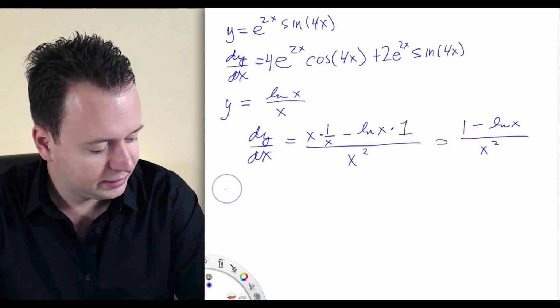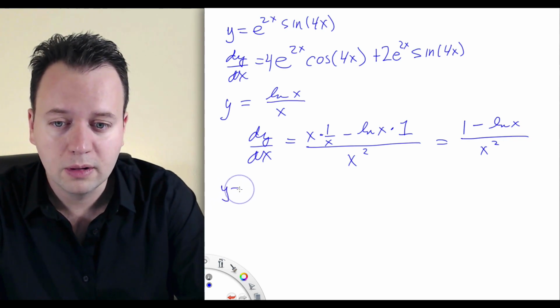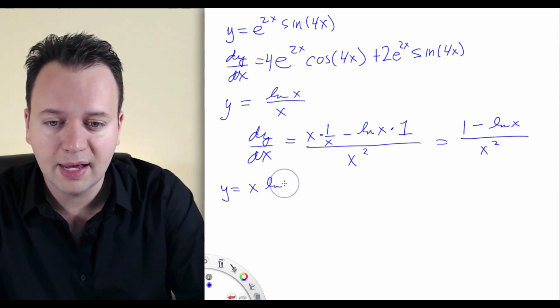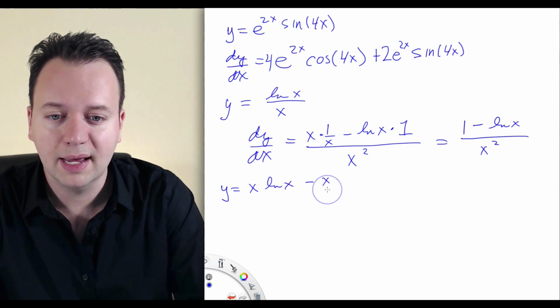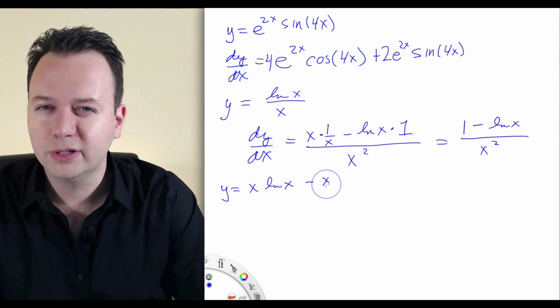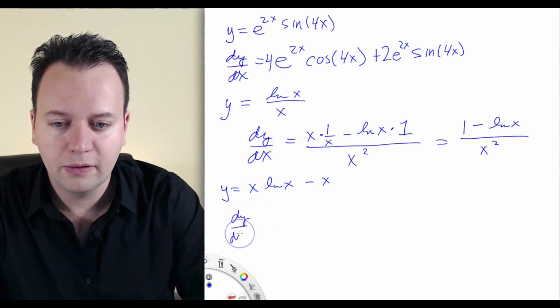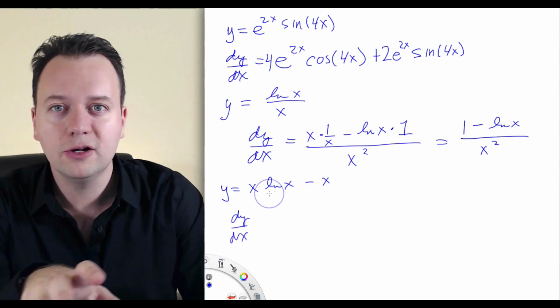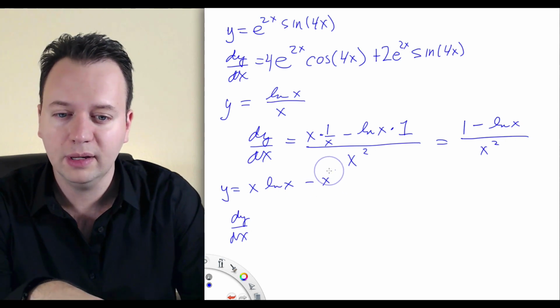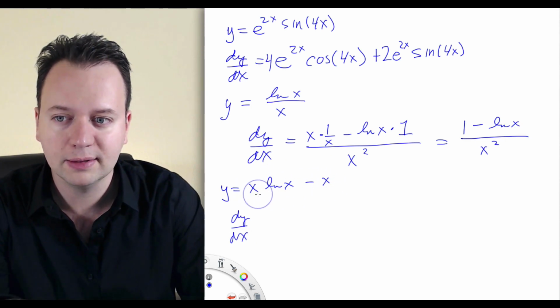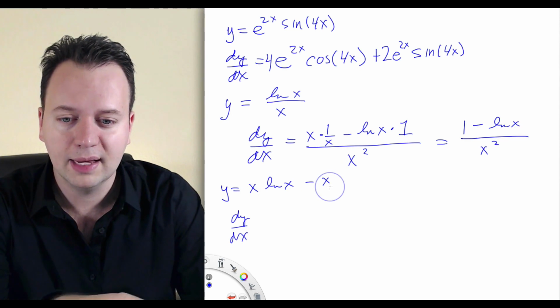Next we have another example with the product rule. So this is x times ln of x and then minus x. Now the minus x, you'll see why that's there in a second. And of course, since it's a second term in the equation, we just have to differentiate this separately. So we differentiate x ln of x, and then we differentiate the minus x separately.